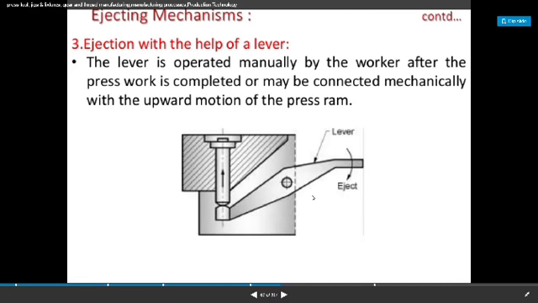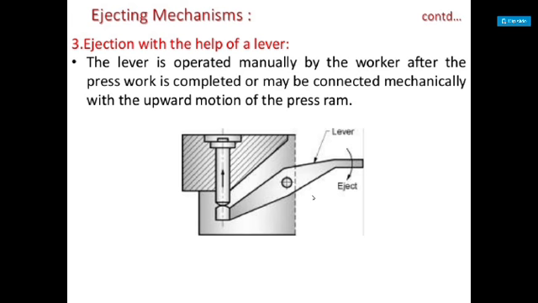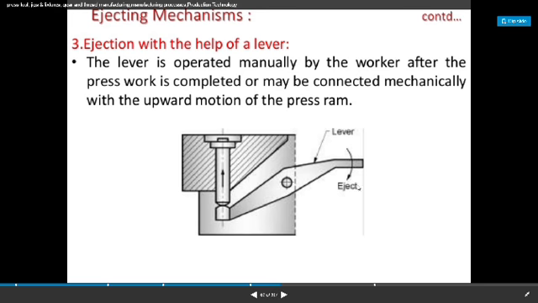Ejection with the help of lever. You can find lever ejection. The lever is operated manually by the worker after the press work is completed, or may be connected mechanically with the upward motion of the press ram.